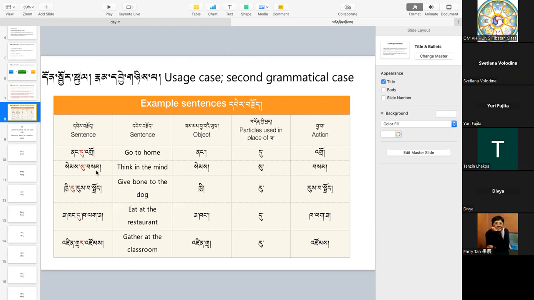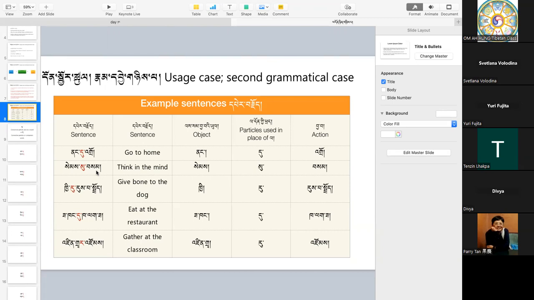If it's something that you go towards, then you use to. If it's something you go into, you use in. That's the basic usage of the preposition. And depending on the context, we change the meaning.